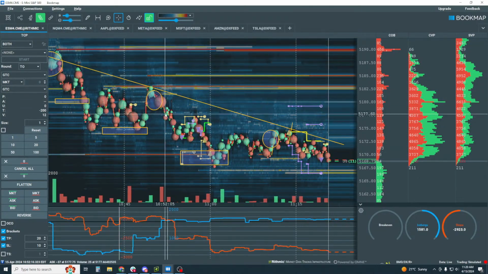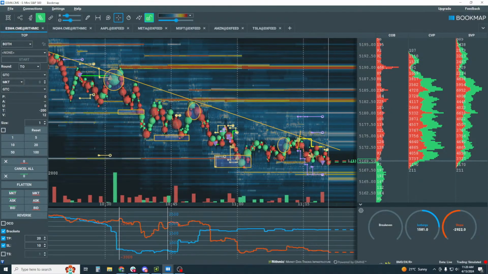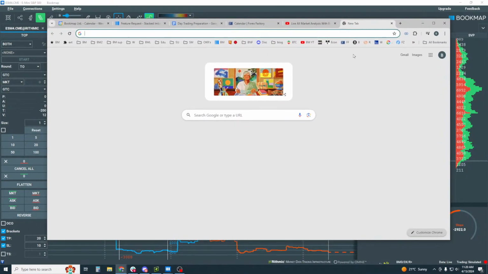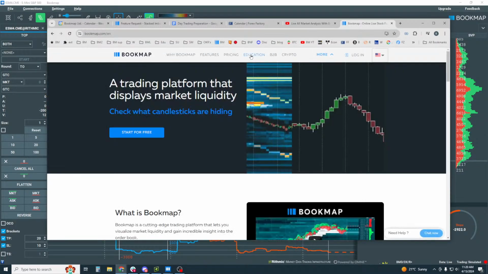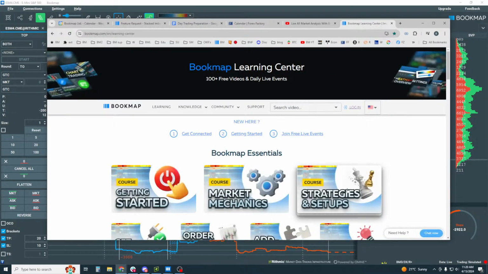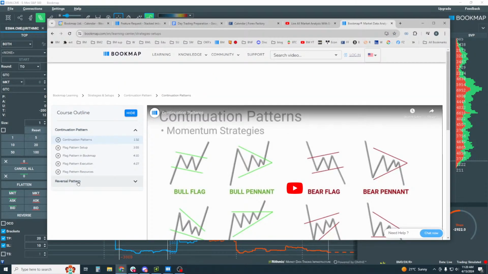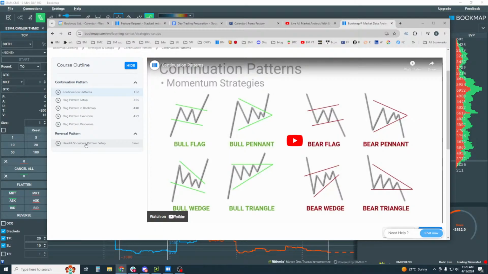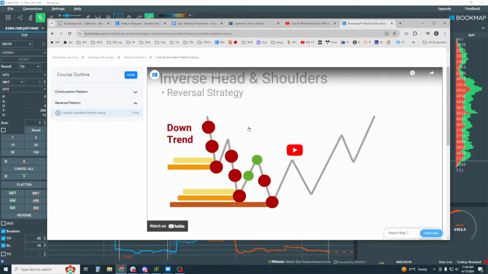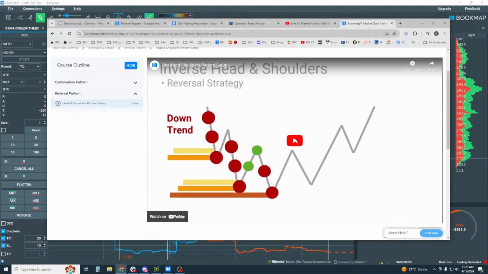Okay, so on a reversal, what we're looking for, and we'll go to the Learning Center in here to cover that. Okay, go to bookmap.com, go to education, go to strategies, and then strategies and setups, and it's here. Okay, just one video right now. I'll add another one this week, and it goes through the diagram of what we're looking for.